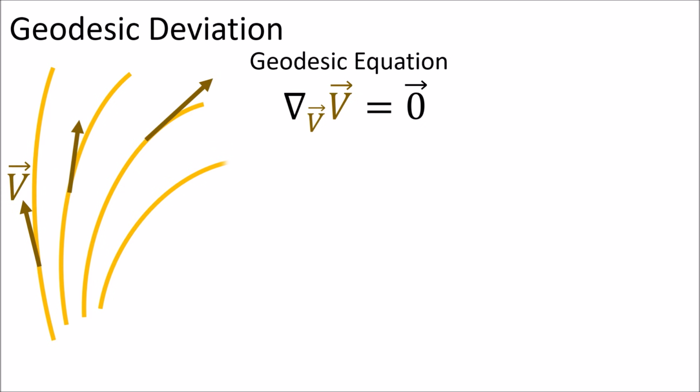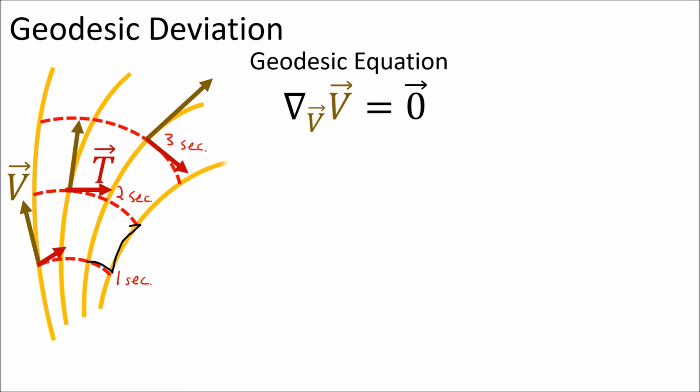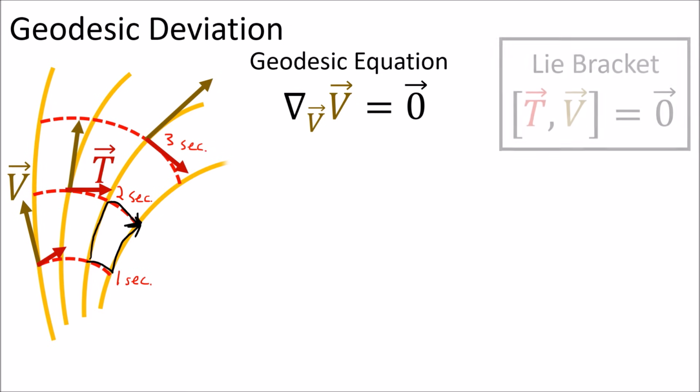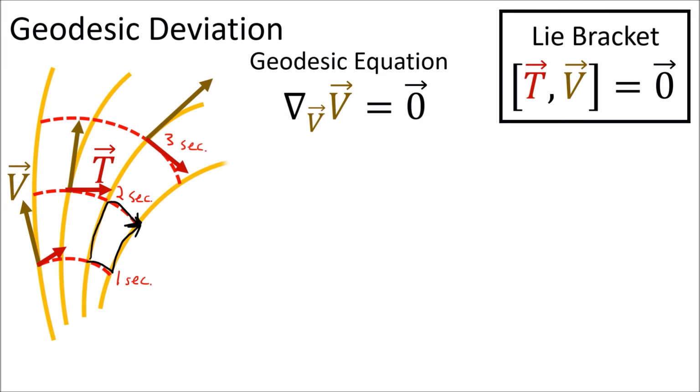Let's also say that this dashed line indicates the 1 second travel mark for all the geodesics. And this is the 2 second mark and the 3 second mark. The tangent vectors t on these dashed curves give an indication of how much these geodesics are separated from each other. These geodesic curves and separation curves form a set of grid boxes, kind of like a coordinate system. So the Lie bracket of v and t is 0.